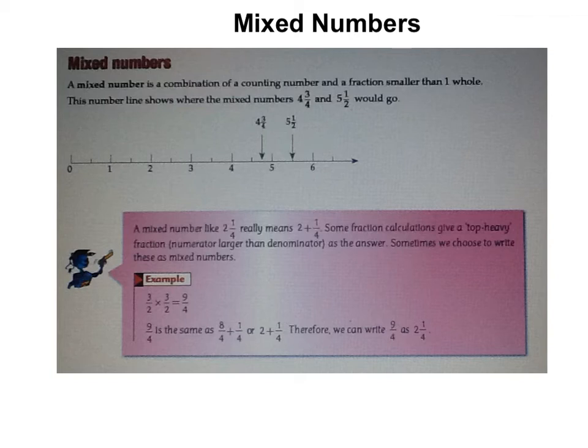And here we are dealing with mixed numbers. When I was at school, we used to call these types of fractions improper fractions. But the textbook calls them mixed numbers, so let's stick to that terminology. So reading at the top, a mixed number is a combination of a counting number and a fraction smaller than one whole. And you can see an example of 4 3/4, 5 1/2, 7 1/10, all of those would be mixed numbers. And here's a number line that shows you where these fractions would fit in.